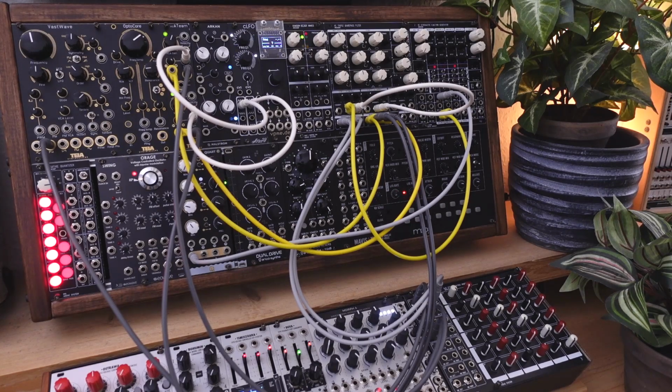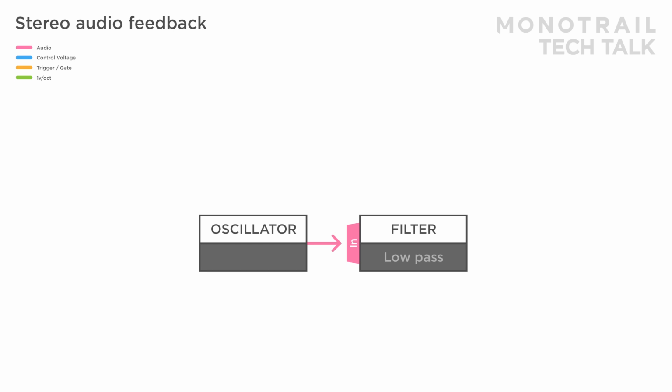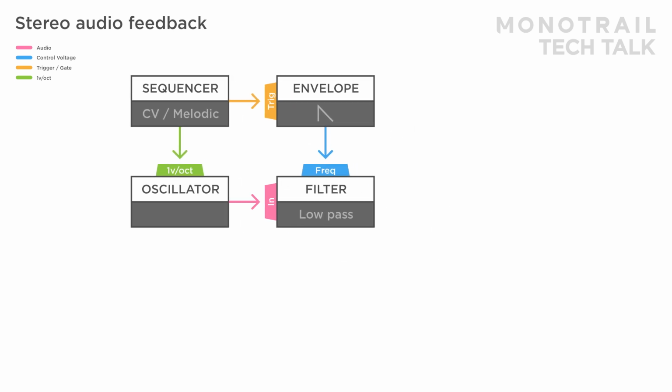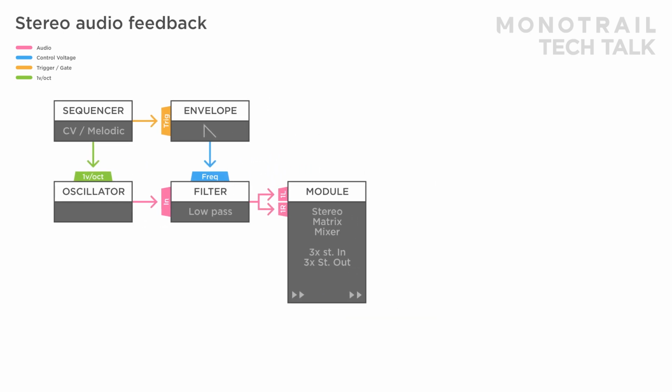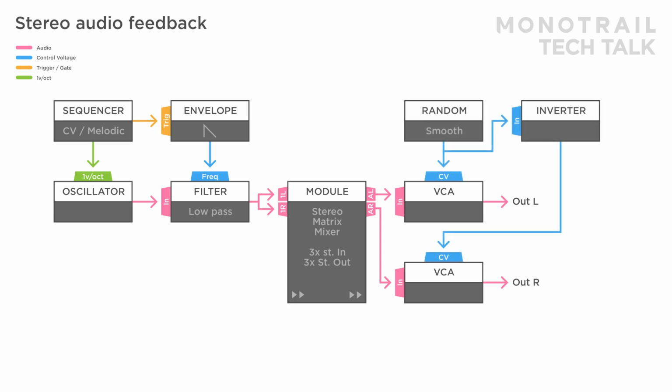You can experiment with feedback in different points in your patch. Here's a simple oscillator filter voice, complete with sequencer and envelope modulating the filter. That voice is sent to the matrix mixer, and the stereo output is sent to two VCAs to control the volume. A regular random voltage is modulating one of the VCAs and an inverted version the other, creating inverted volume control in the stereo sound.